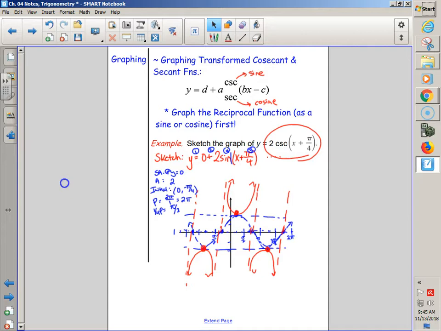So I don't know. What do you guys think would be good clues to leave off? I would say intersect at maxes and mins. Do you guys agree? Yes. And vertical asymptotes at the zeros. Does that sound good? Graph the reciprocal guy. Graph sine.